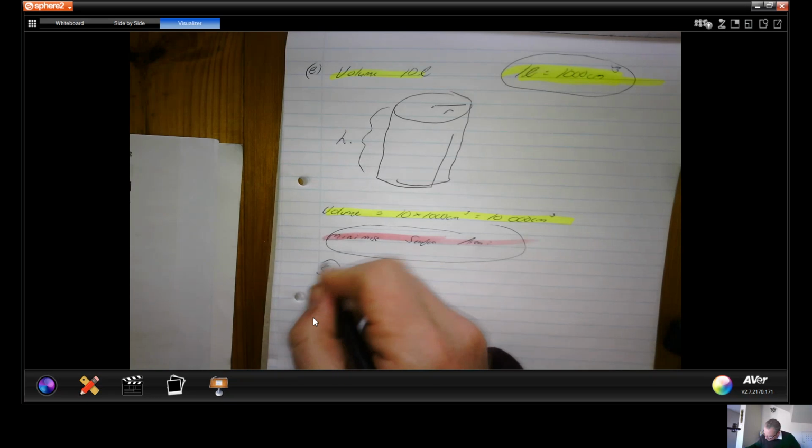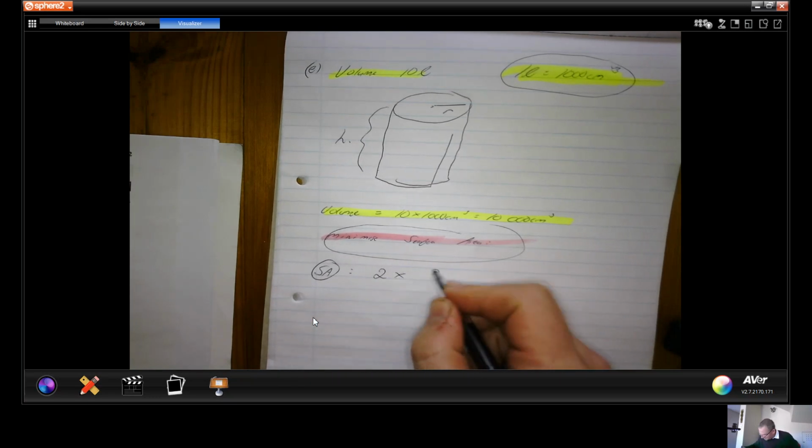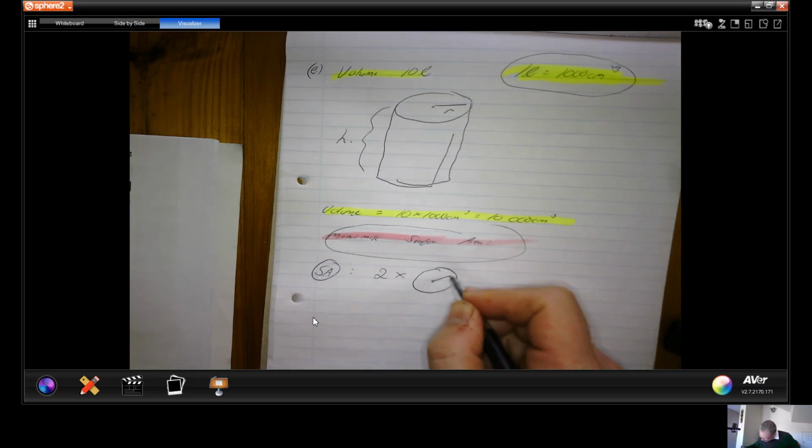It's a solid cylinder, so there's a top and the bottom, right? So for the surface area, I've got two circles with radius r.